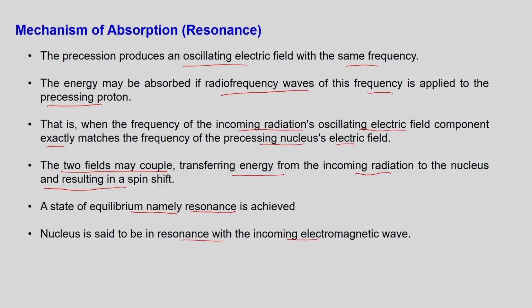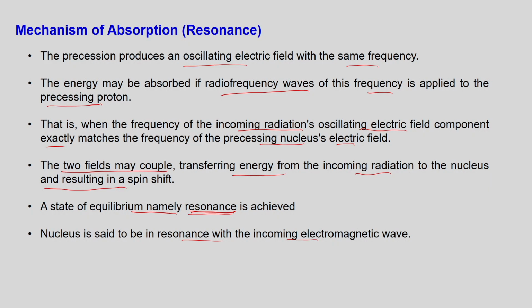If this frequency of the electric field actually matches the frequency of the incoming radio frequency, if these two match, then we say the nuclei is in resonance, and this is where the energy is absorbed and you see two different spin states. This equilibrium is called resonance.